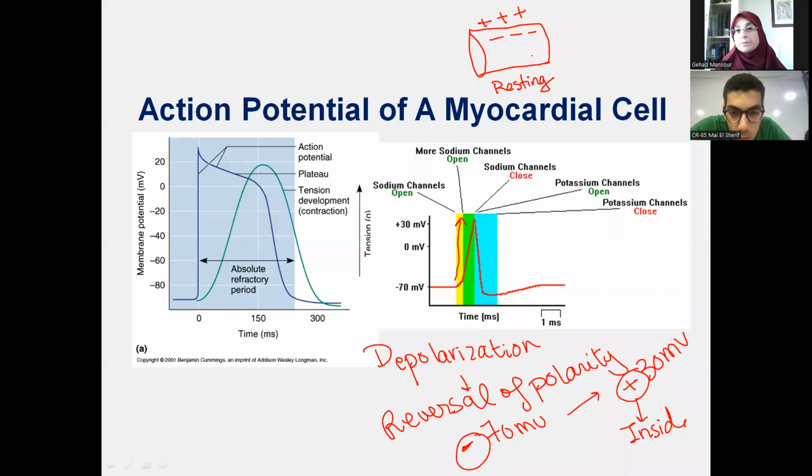So yeah, the outside is positive, whereas the inside is negative. And then after having received the electric impulse, reversal of polarity occurs.